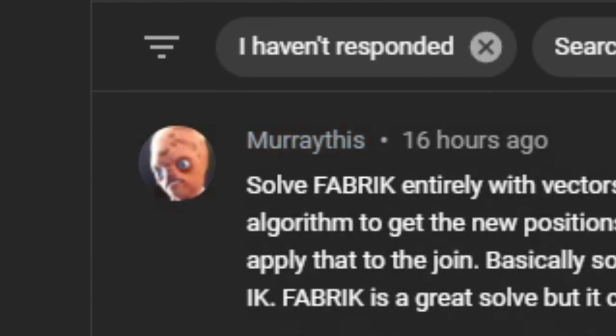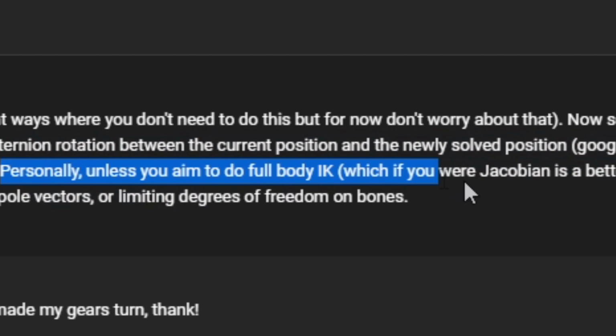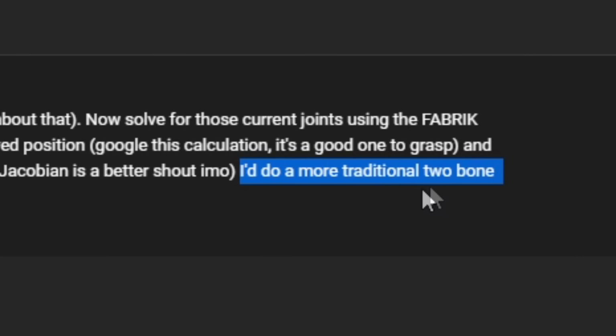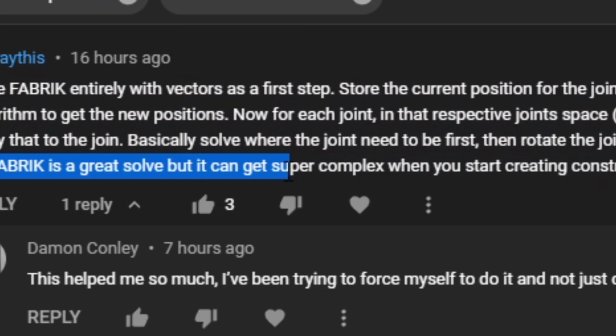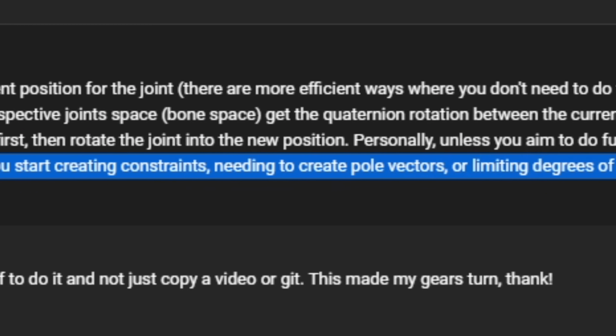I was looking at the comments of the latest video. Old mate Murray said a bunch of stuff. Personally, unless you aim to do full body IK, which is Jacobian, what the fuck is that? Yucky math stuff, ew. I'd do a more traditional two-bone IK. FABRIK is a great solve, but it can be super complex when you start creating constraints, needing to create pole vectors, eliminating degrees of freedom of bones. That's exactly what I had in my head. I was like, how the fuck am I gonna do that?